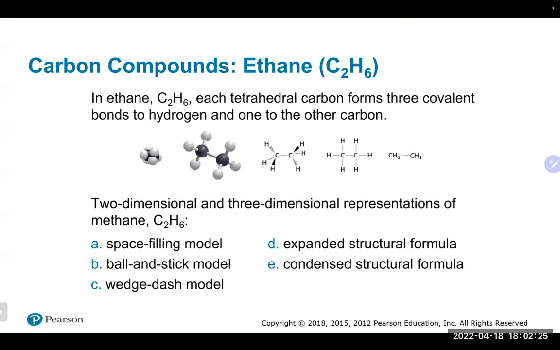So here's ethane, which is the second organic compound you could have, C2H6. And again, here we see our expanded structural formula, and again, our condensed formula there as we look at it.